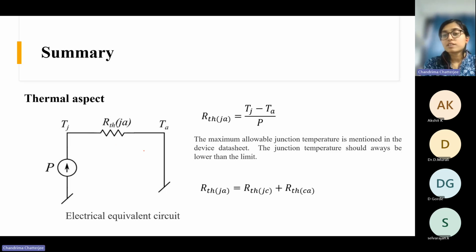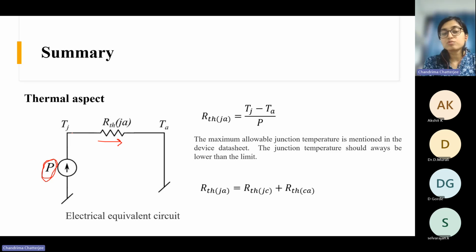For ease of understanding, we make an equivalent model of the thermal circuit, right? We are habituated with resistances, current sources and voltage sources, so we make the circuit based on these elements. Suppose your power loss in the device is P, which we model as a current source. And the RTH, the thermal resistance from junction to ambient, is modeled as an electrical resistance, right?